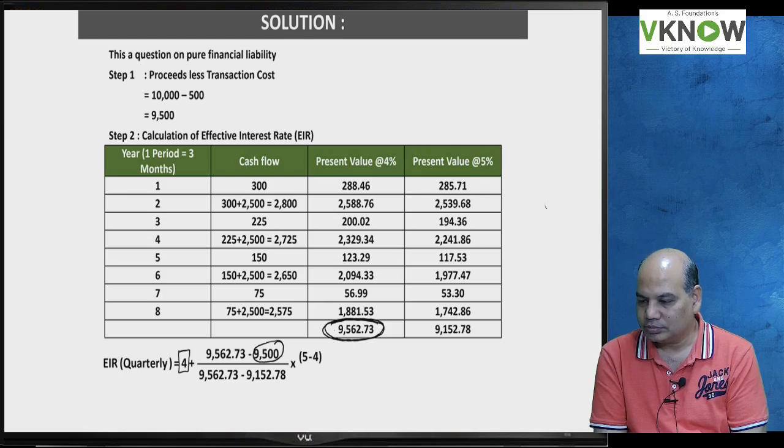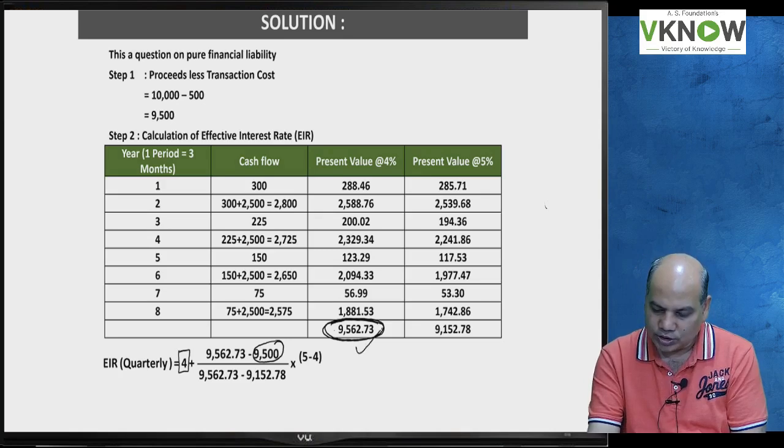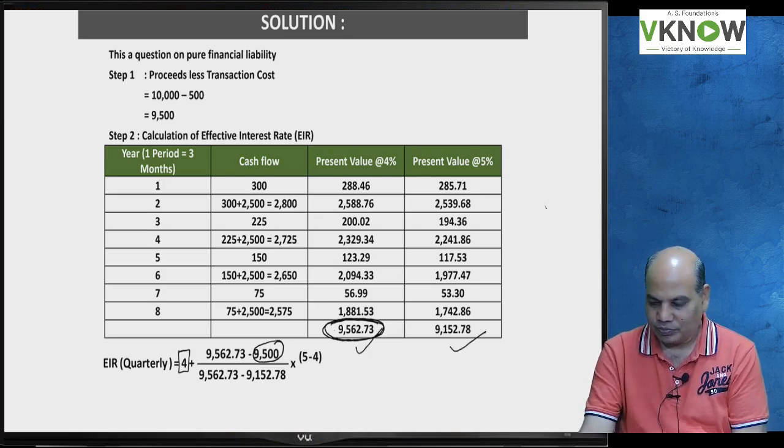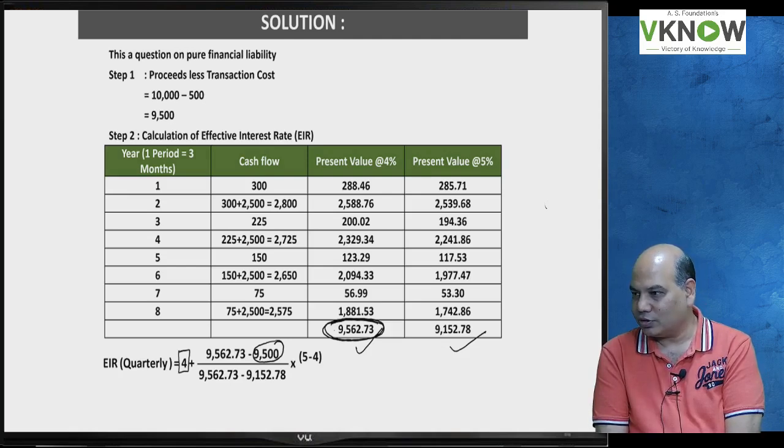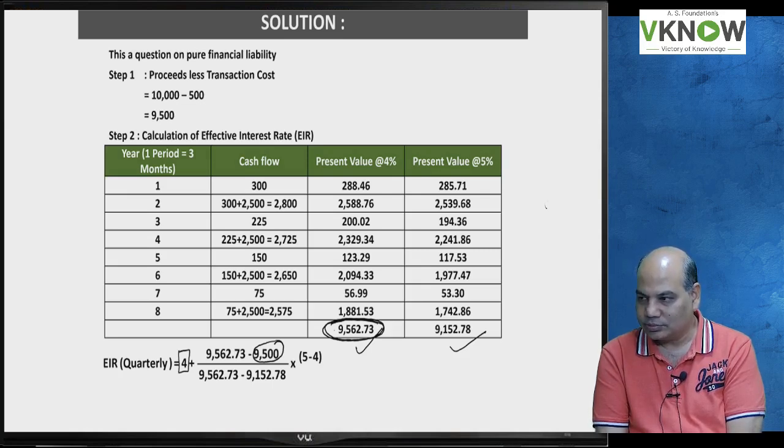Logic is the same. And then in the denominator, take the difference of these two numbers. You are doing the same thing, trust me. Some books write like this also. Instead of writing the year 0 figure in the table, they adjust it in the formula.